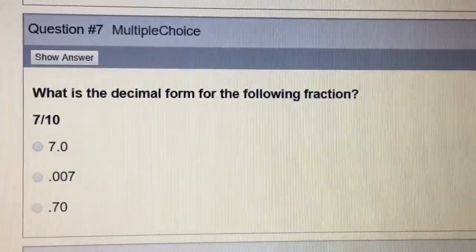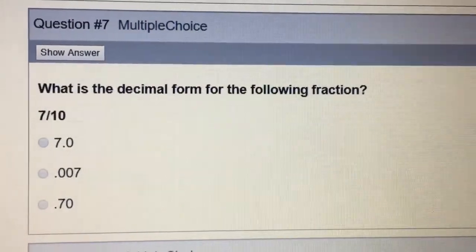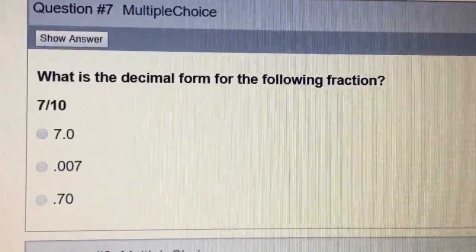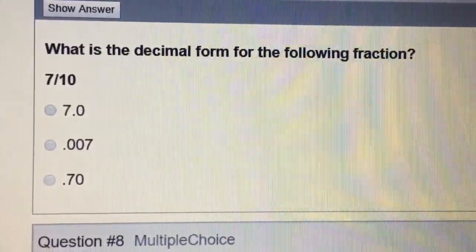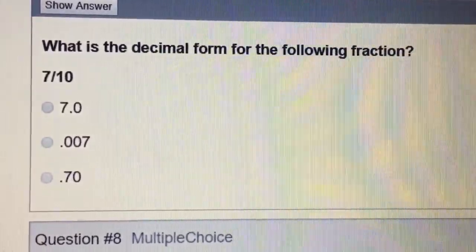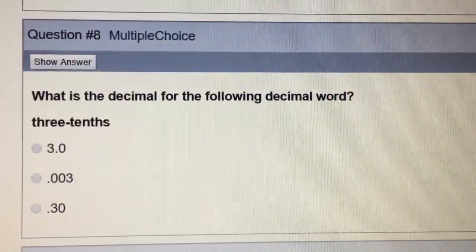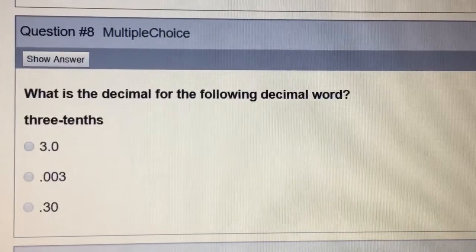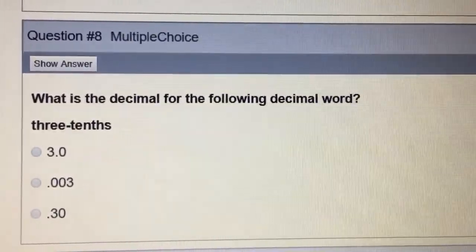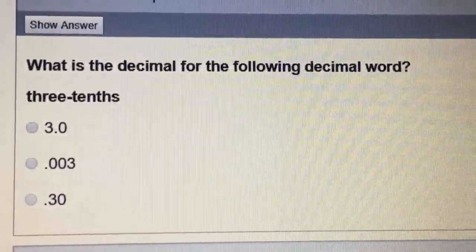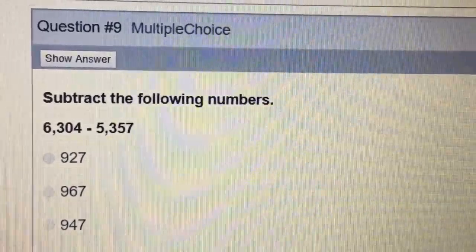What is the decimal form for the following fraction? That is 7/10. Does that equal 7 thousandths, or 7 tenths? Question 8. What is the decimal for the following decimal word? 3/10. Which one of those says 3/10? Question 9.